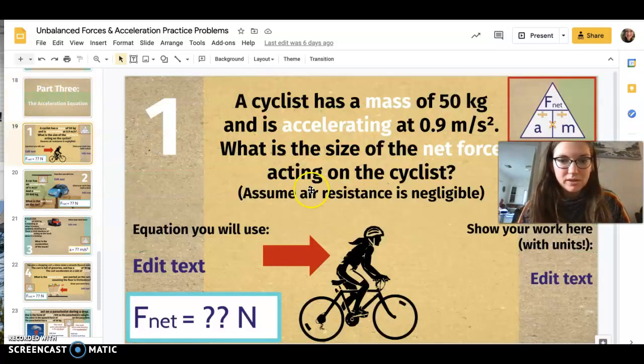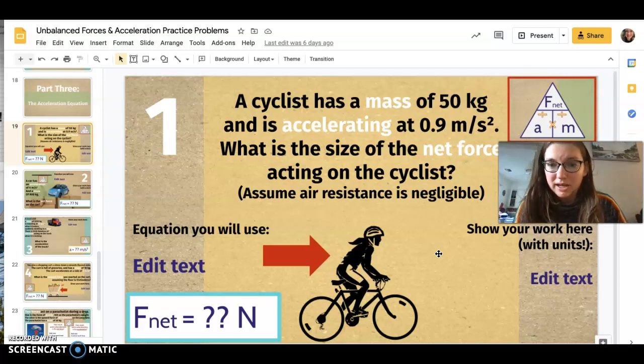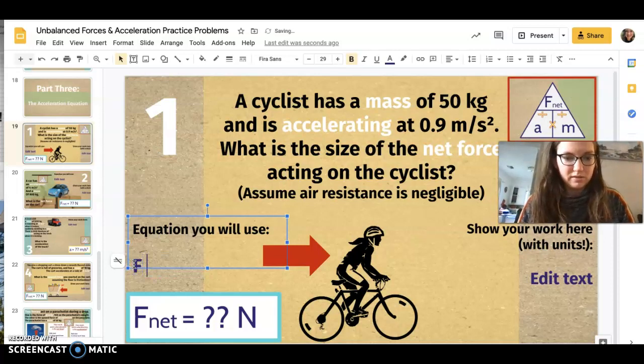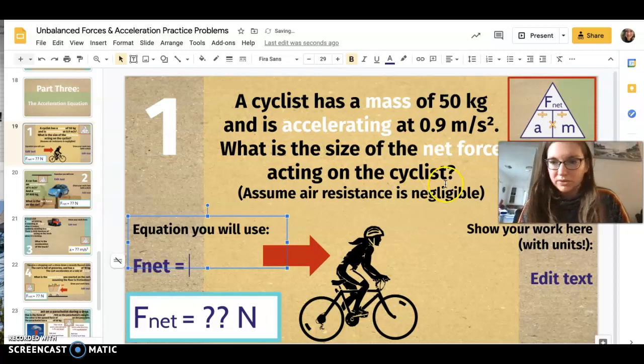Okay, so a cyclist has a mass of 50 kilograms and is accelerating at 0.9 meters per second squared. What is the size of the net force acting on the cyclist? Okay, so for this, we're solving for the F net, the net force. So F net equals, and that's going to be mass times acceleration.